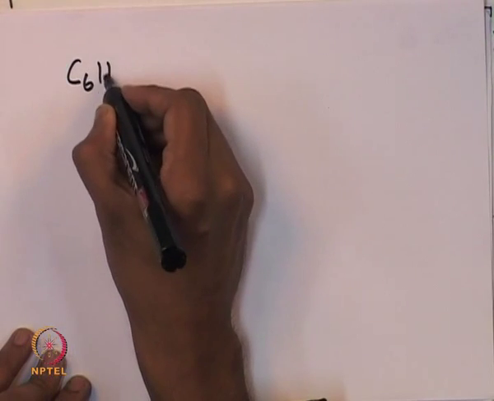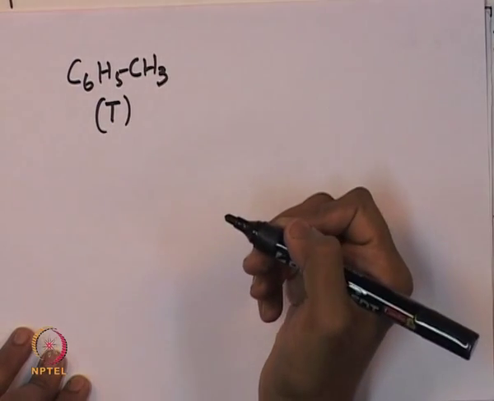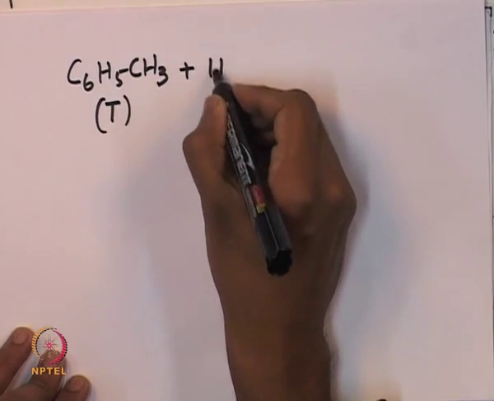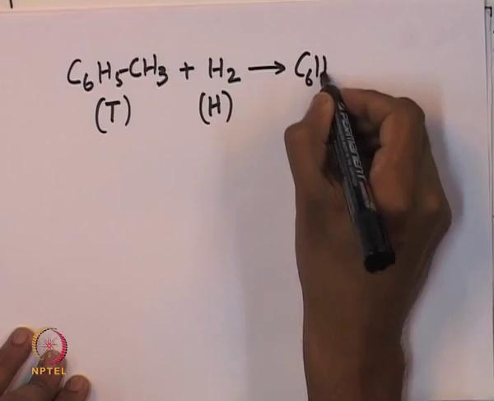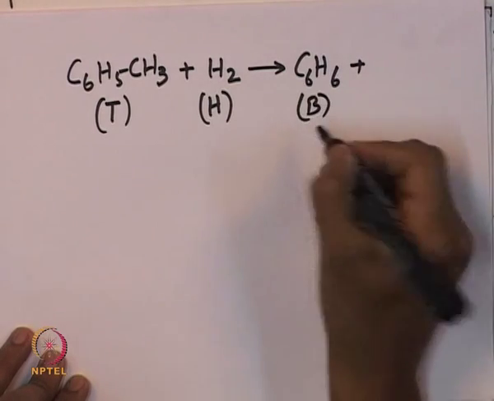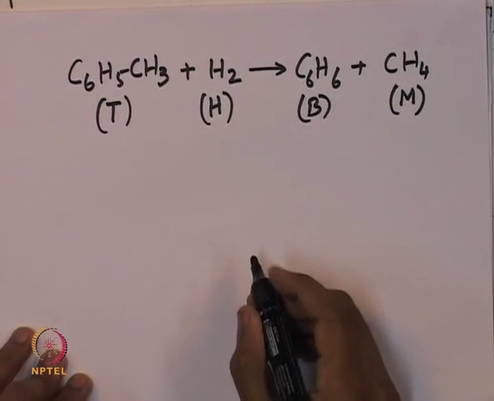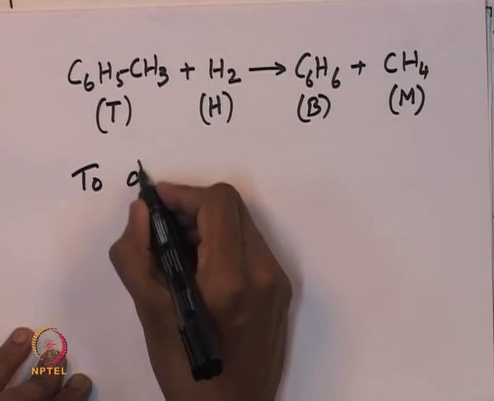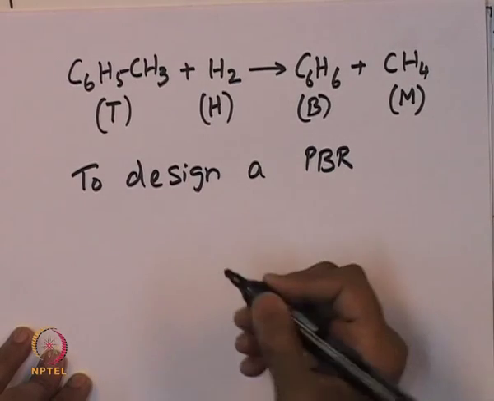As an example, let us take the hydrodemethylation of toluene, whose reaction essentially follows this scheme: C6H5CH3, which hereafter I'll call T. T stands for toluene, and plus hydrogen, which will hereafter be called H, leads to benzene, which will be henceforth called B, and methane, which will be henceforth called M. Okay. So the objective is to design a packed bed reactor, which will be henceforth referred to as PBR.